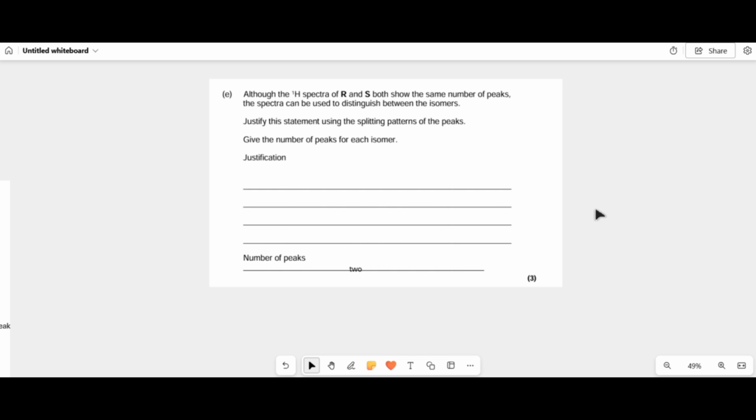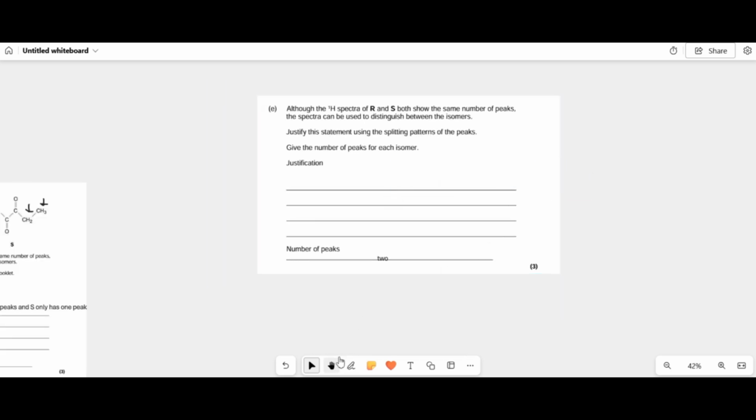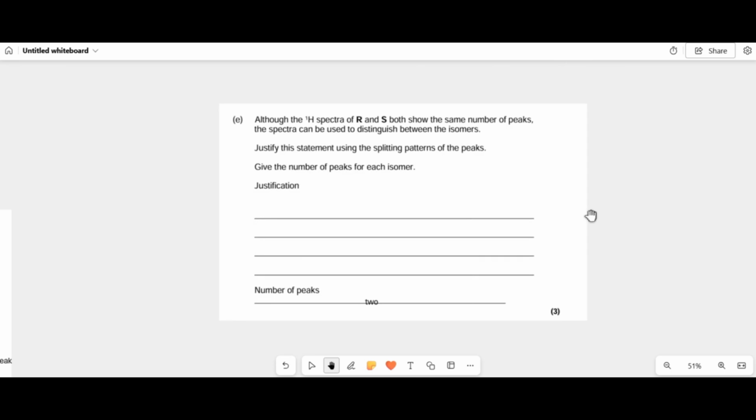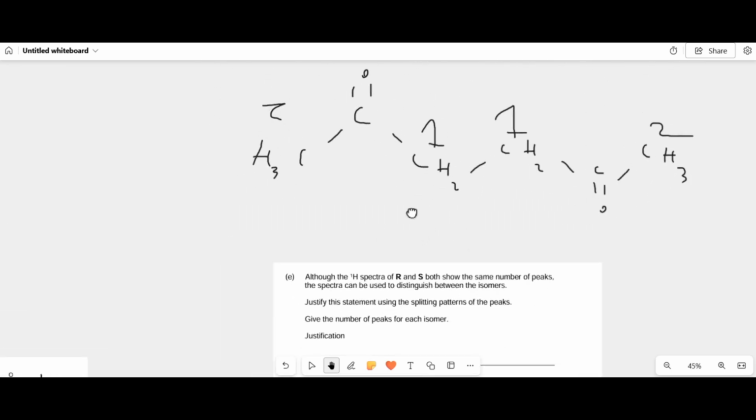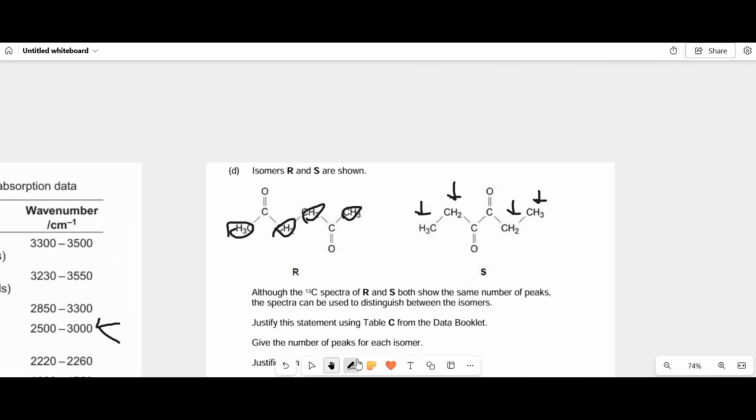Now, it's going to be talking about the splitting patterns. So you need to talk about the singlets, triplets, the n plus 1 rule. What I need to do here is look at this situation. So let's look at R. I can just look back here. So obviously R has a situation.